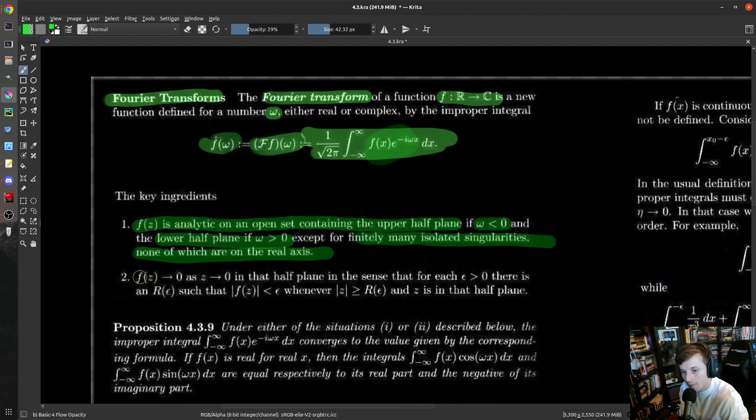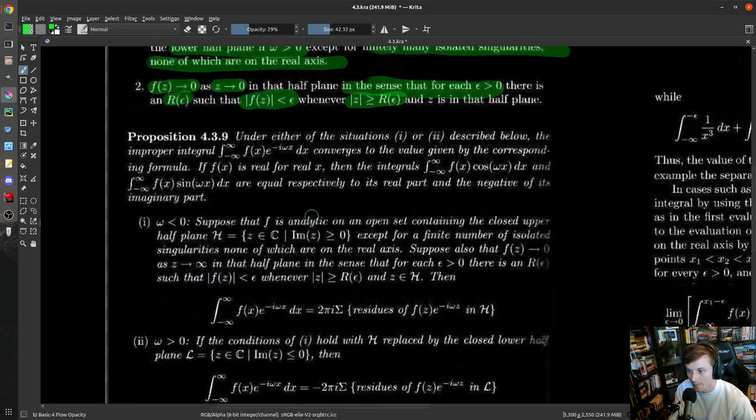All right, then the other piece we'll need is that f of z will go to 0 as z goes to infinity in that half plane. So in whichever half plane we're going to be in, we have to go to 0 as z goes to infinity, in the sense that for each epsilon greater than 0, there is some radius, a function of epsilon, r epsilon, such that the modulus of f of z is less than epsilon whenever the modulus of z is greater than r epsilon, and z is in that half plane. All right, cool.